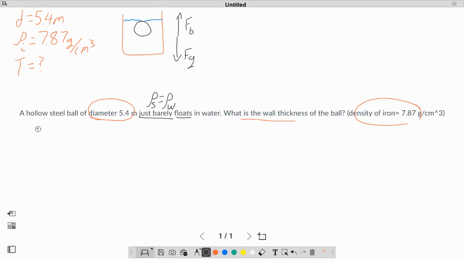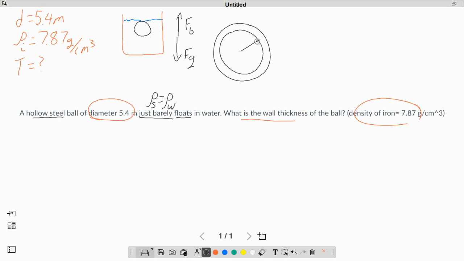Oh, there's one more piece. It's also a hollow steel ball, right? So what that means is if we're looking at our sphere here, if I blow it up a little bit and do a little cross section of it, it's hollow. That means there's nothing inside of it. And usually when people say nothing, they mean like air. But in this case, it doesn't say anything about anything being inside here, so we can't even assume air. We have to assume it's completely empty, just hollow.